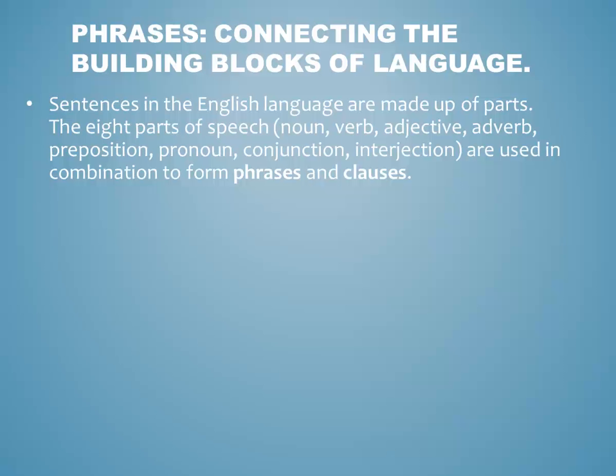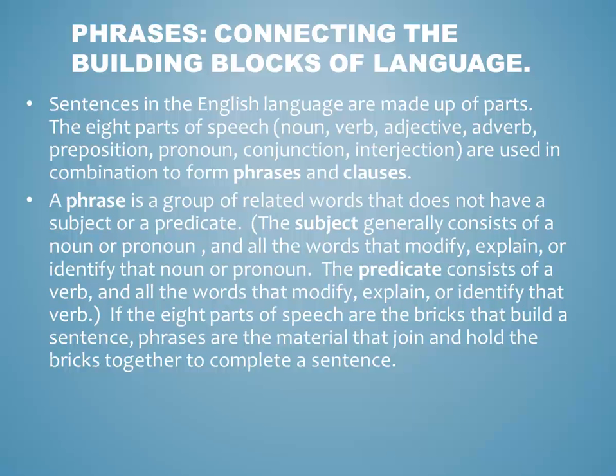And when we talk about a phrase, we're just talking about a group of related words, words that somehow have something in common with each other. Generally, the commonality is that they're trying to tell you something that they think is important. So a phrase is just a group of words that does not have a subject or predicate, and that's what distinguishes a phrase from a clause. A clause will have either a subject or a predicate, and a phrase has neither.